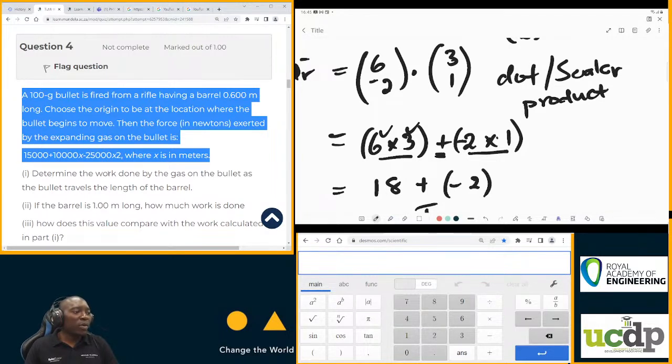Now the question is, determine the work done by the gas on the bullet as the bullet travels the length of the barrel. In this case, that length is the x in that expression. So it's simply a case of substituting for x, and determining that force first.